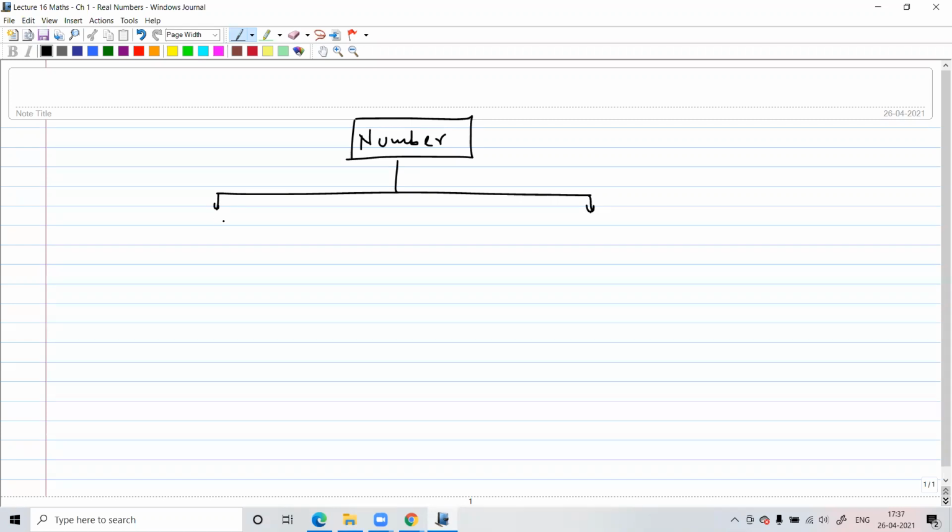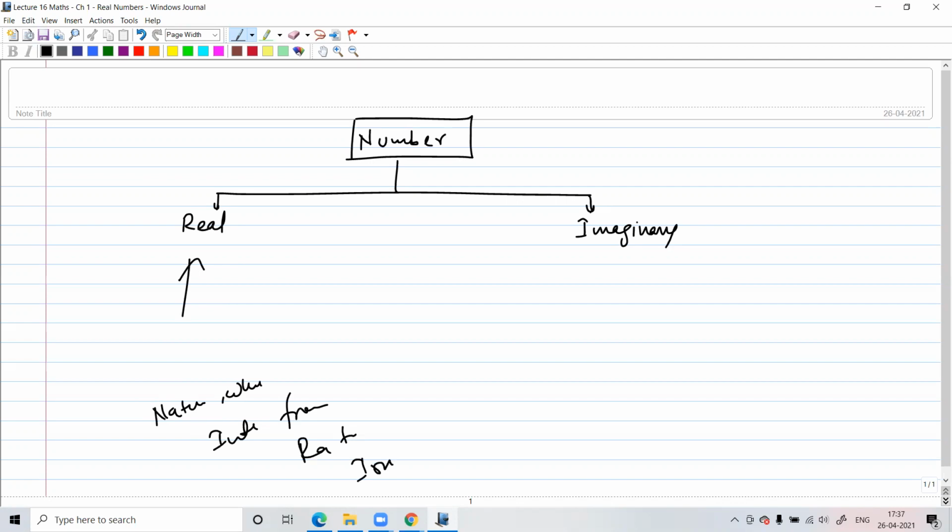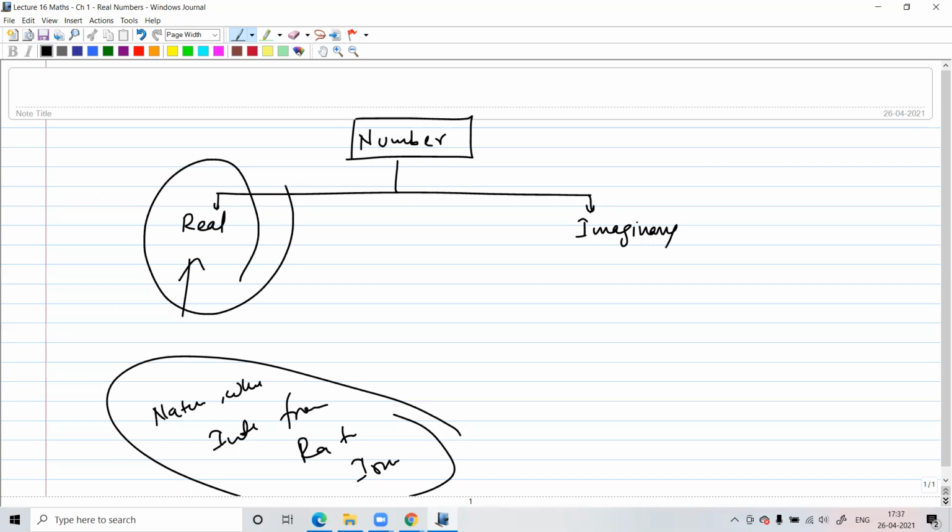What kind of numbers can be there? Can anyone tell me? Real numbers and imaginary numbers. Real and imaginary. Excellent. So real numbers is the one which you have been studying so far always. Whether it was when you started with natural numbers, whole numbers, integers, fractions, rational numbers, irrational numbers, all these bunch, whatever you have studied so far, everything has been about this one branch, which is real numbers.